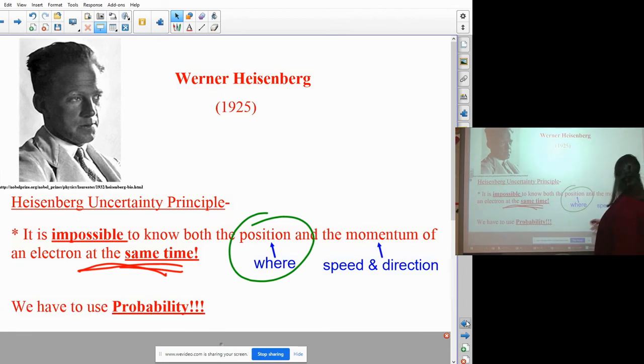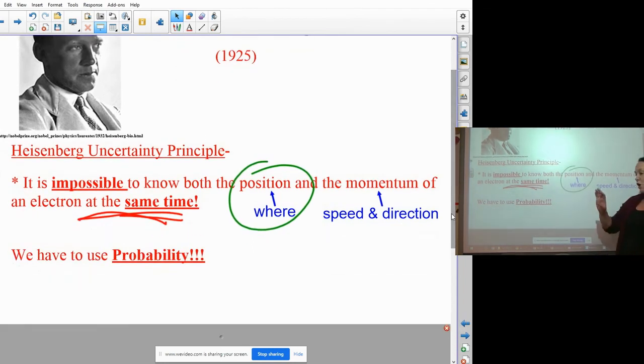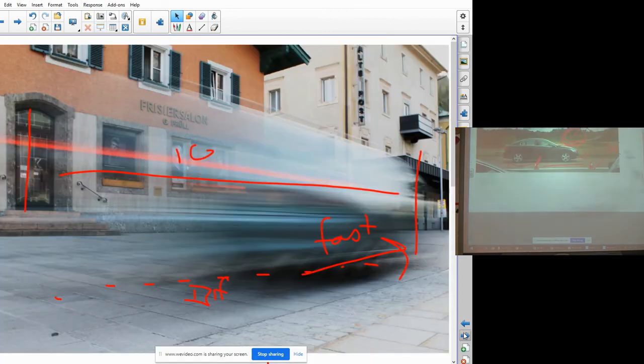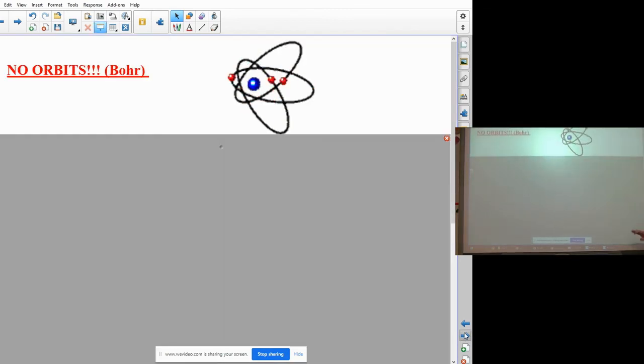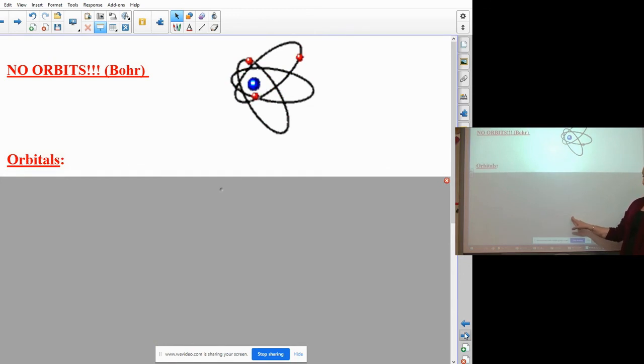So what we're going to do is use probability to figure out where electrons are around the nucleus. So we have to use probability. That gets us to our last little bit. If orbits are out, what are we going to call where the electrons are around the nucleus? That's going to move us into this idea called orbitals. I know it's confusing because we have orbits and orbitals. How are we going to keep them straight?